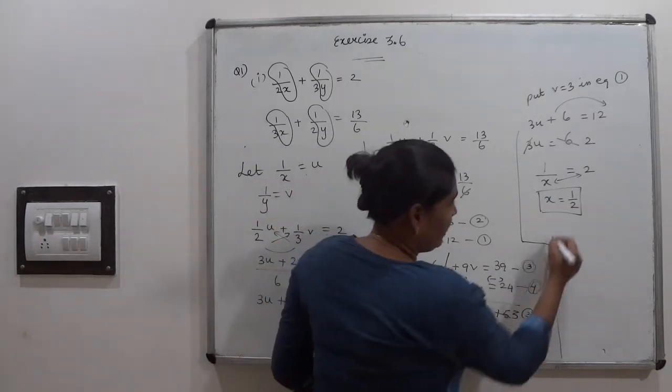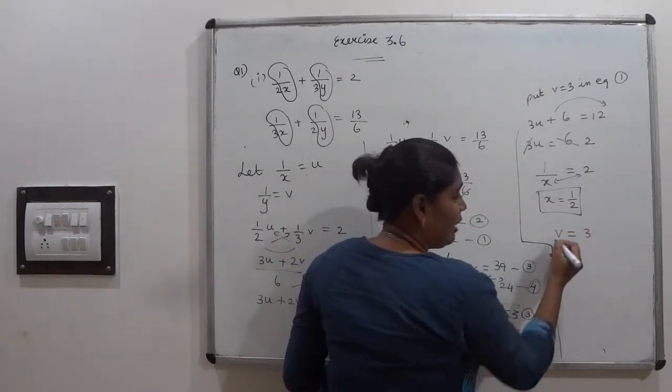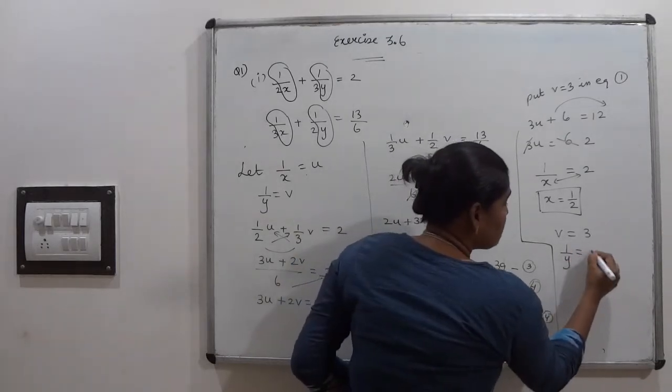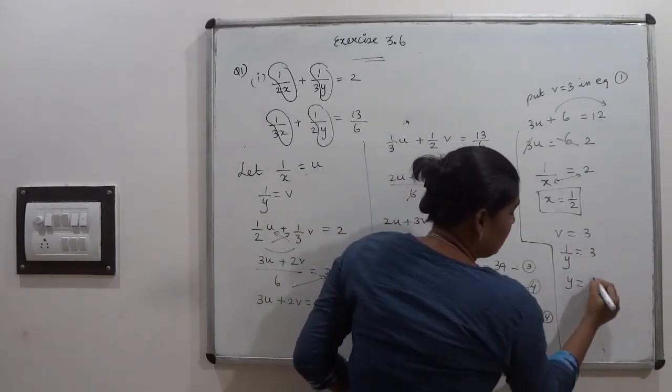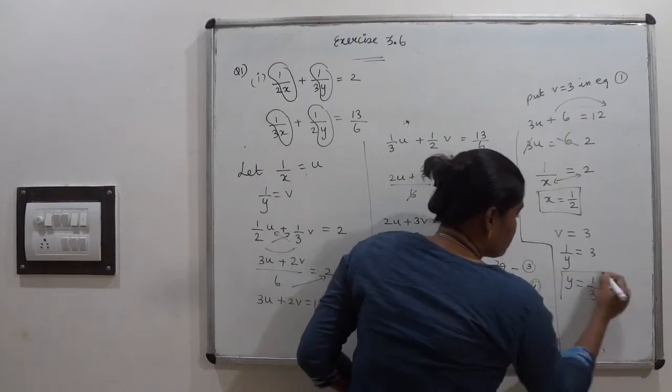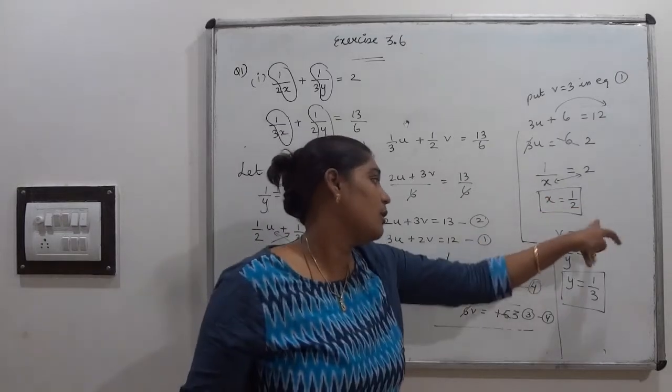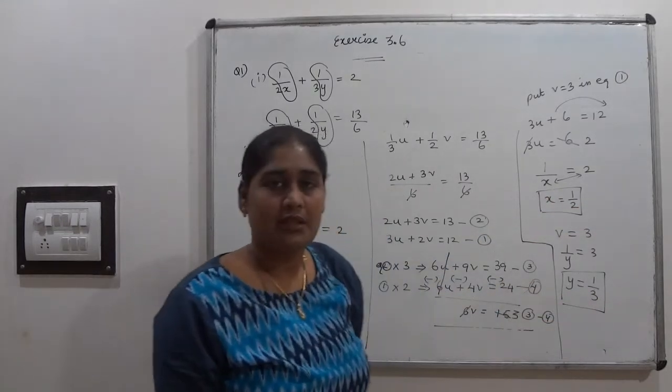Then you got v equal to 3. What have you assigned to v? 1 by y is equal to 3. Then y equal to 1 by 3. So my answers are x equal to 1 by 2, y equal to 1 by 3.